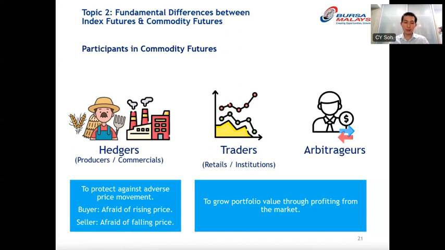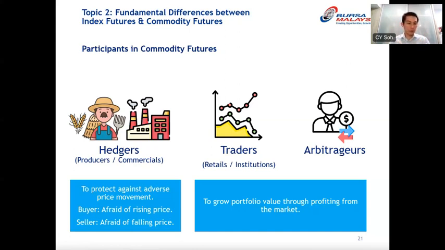So let me give you a quick example. If a hedger is a buyer of commodity, they are afraid of rising price because rising price would actually increase their cost. So they would use futures to lock in their cost. And if a hedger is a seller of commodity, they are afraid of falling price because falling price means you have to sell at lower price and then you make lesser profit. So they will use futures to lock in their selling price as well. So you can see, hedgers' primary concern is actually to protect their inventory value and to lock in their profit.